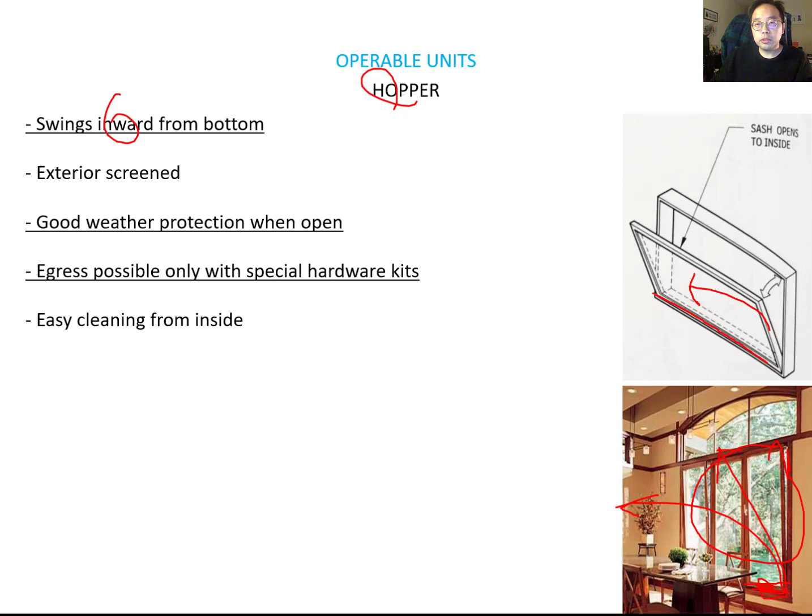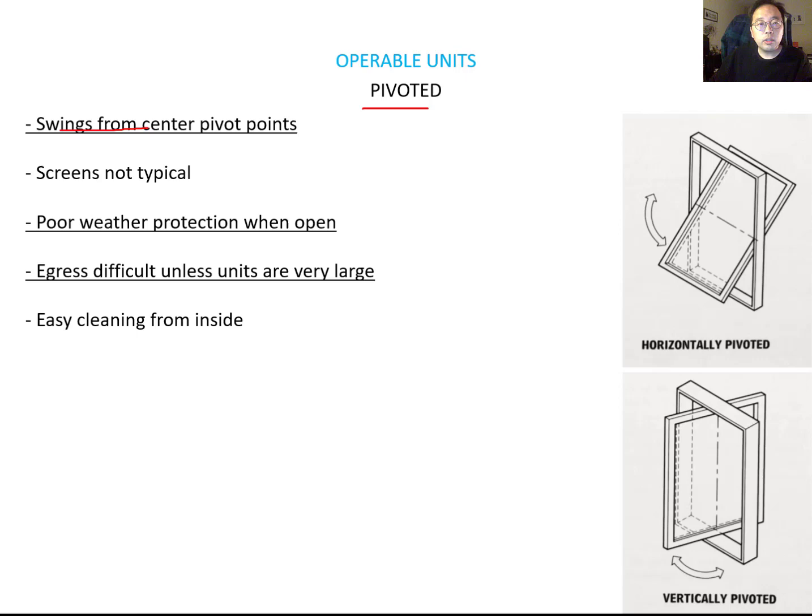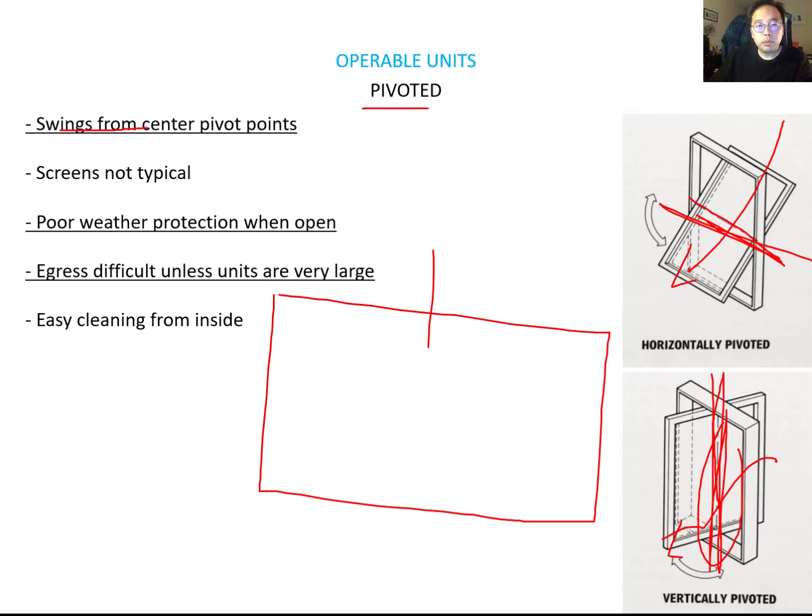The next one is a pivot. The pivot swings from the center, the pivot point. There is a pivot point here. There are hinges here, and the hinges are at the pivot point in the center of the frame. It has poor weather protection when it is open, so water easily gets in. It's also very difficult to egress from this window, because it's a very small opening. But when you use this as a pivot door for the egress path, you have to use the huge pivot door when it is open. People can escape from this opening.